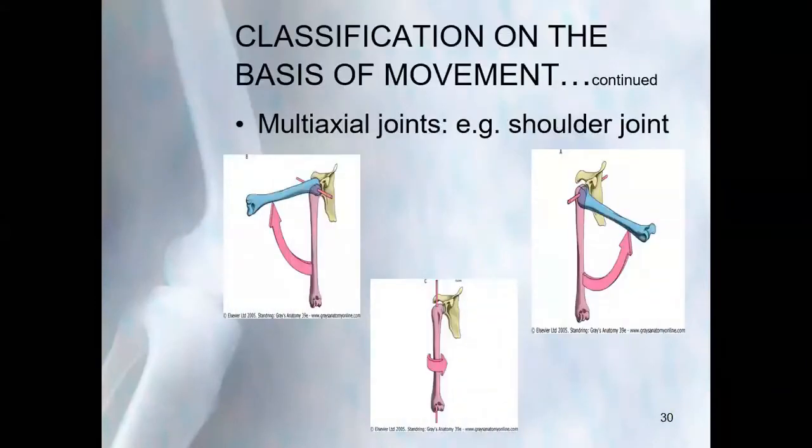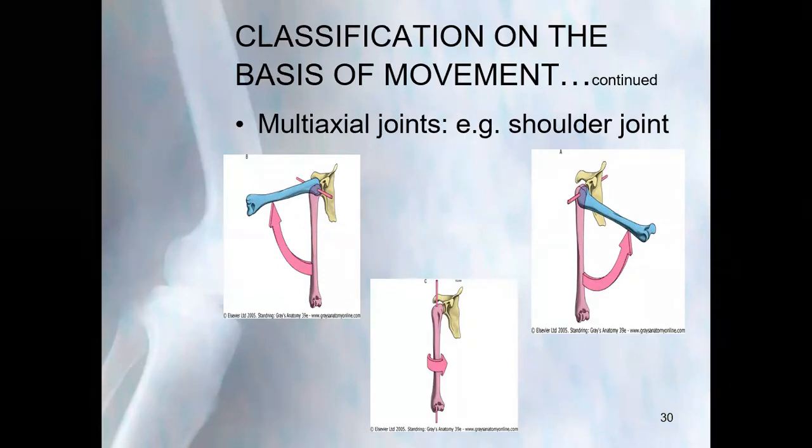The third type, on the basis of movement, is the multi-axial joint. Multi-axial joints, such as the shoulder joint, move in more than one direction, with abduction, adduction, rotation, all movements present. Examples are the shoulder joint and also the hip joint.